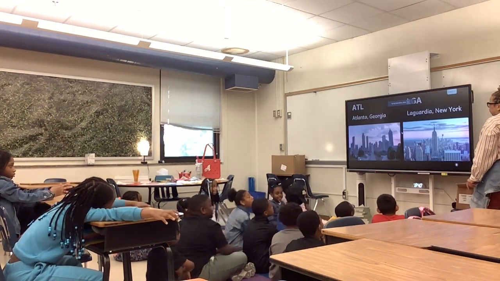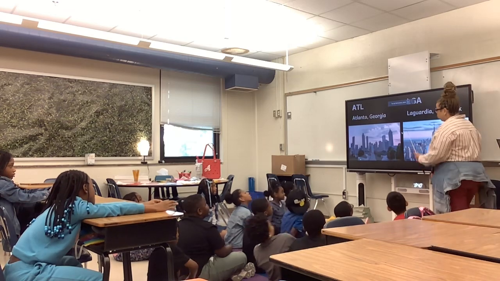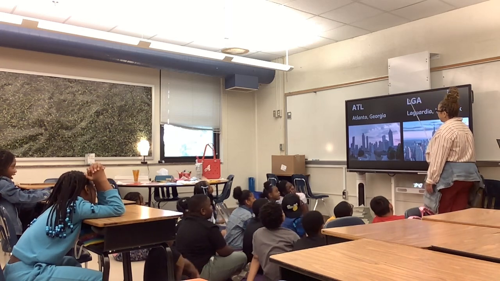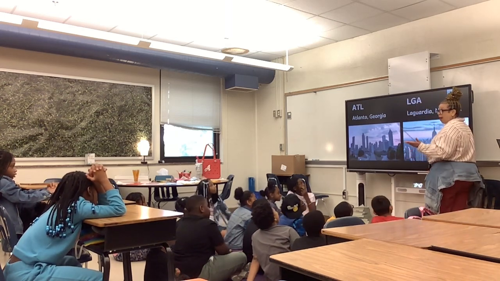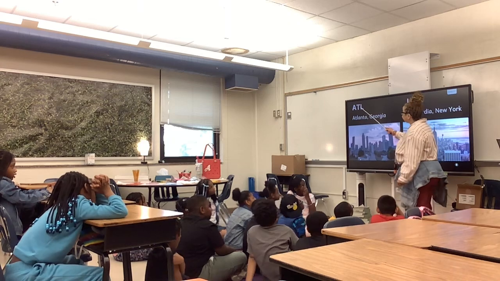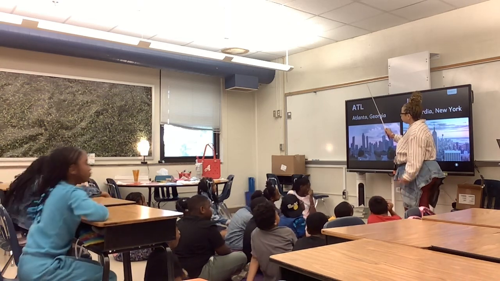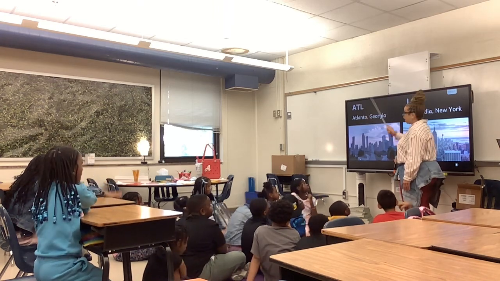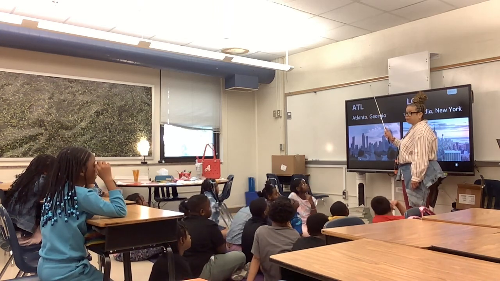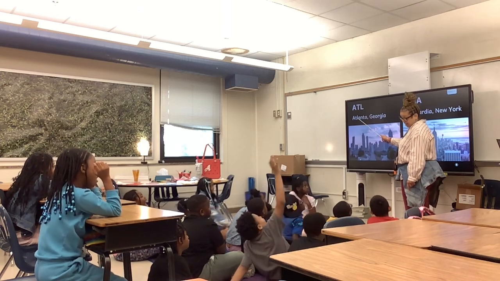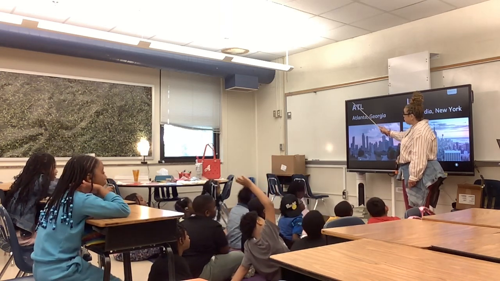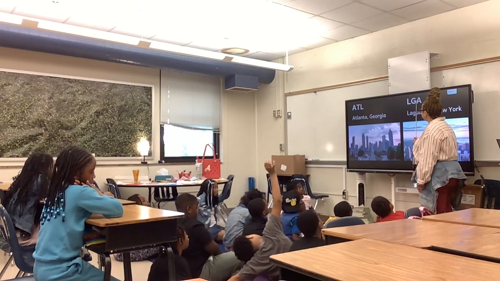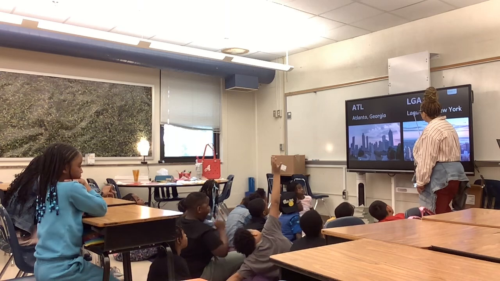So, for the purposes of this activity today, we are traveling from ATL to LGA. Those are what we call airport codes. You'll have something called a boarding pass, and on your boarding pass, it tells you where you're starting and where you're going. The airport code for where we are departing is ATL, and the airport code for where we are going is LGA, and this is LaGuardia.